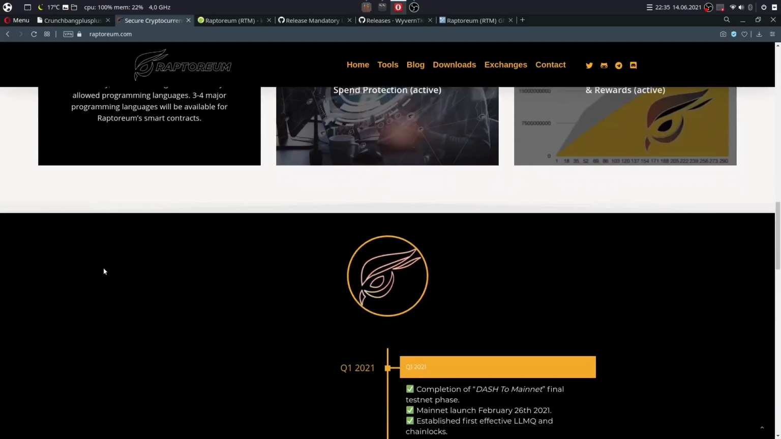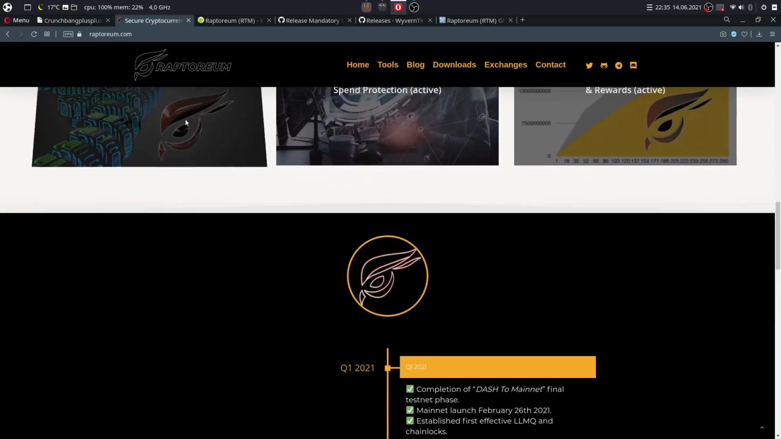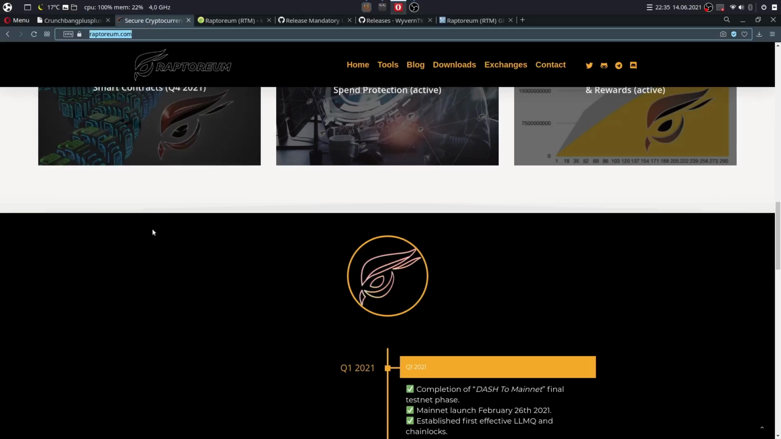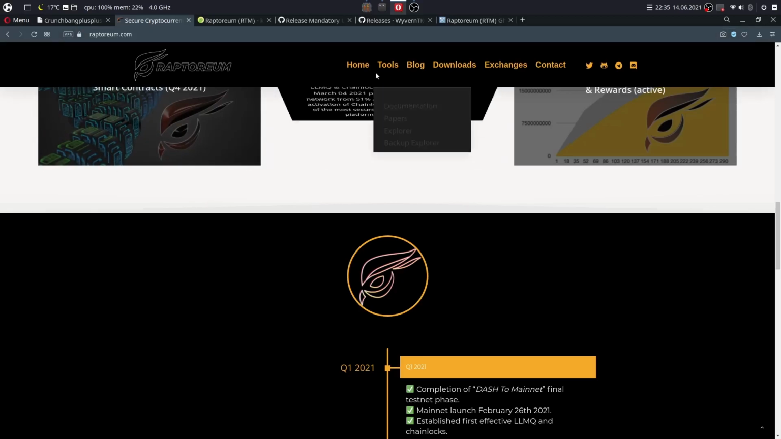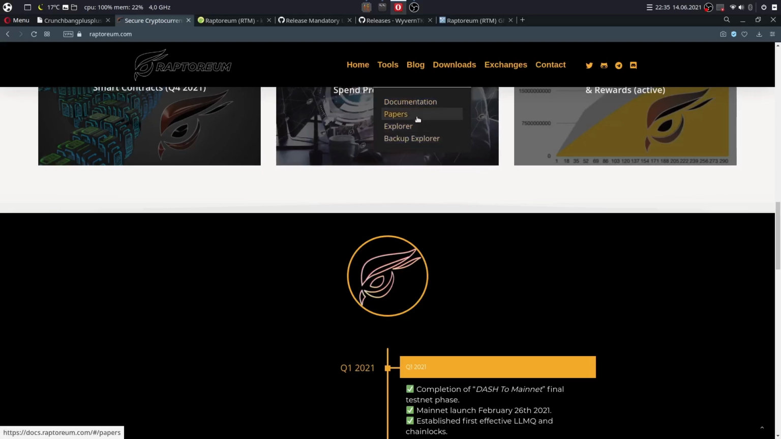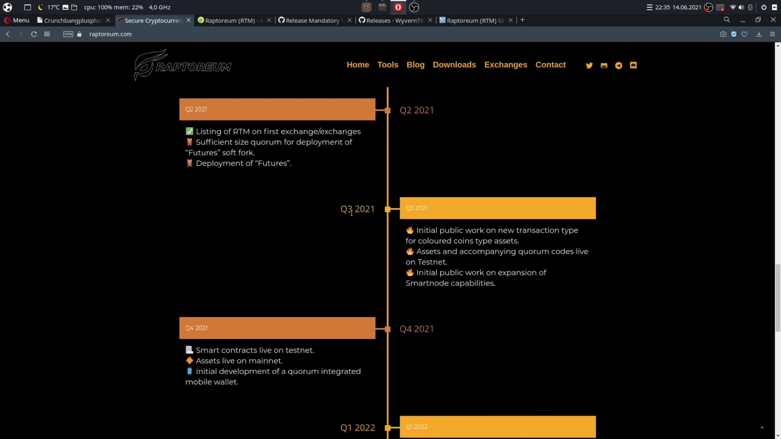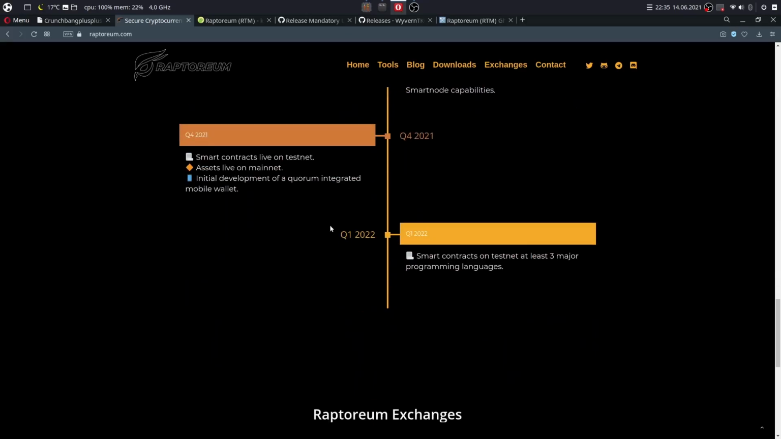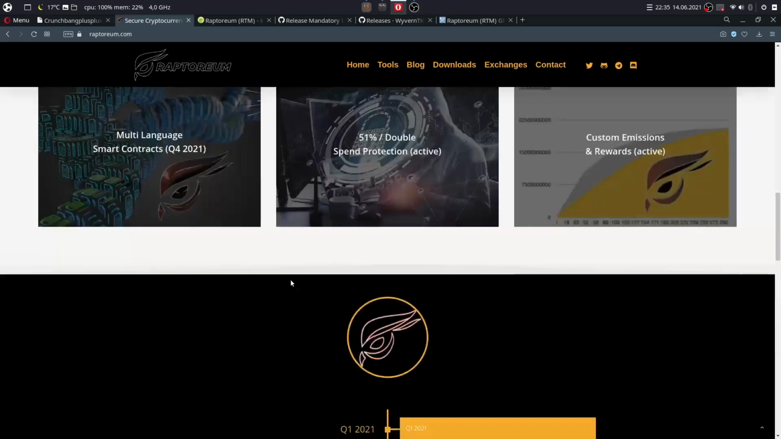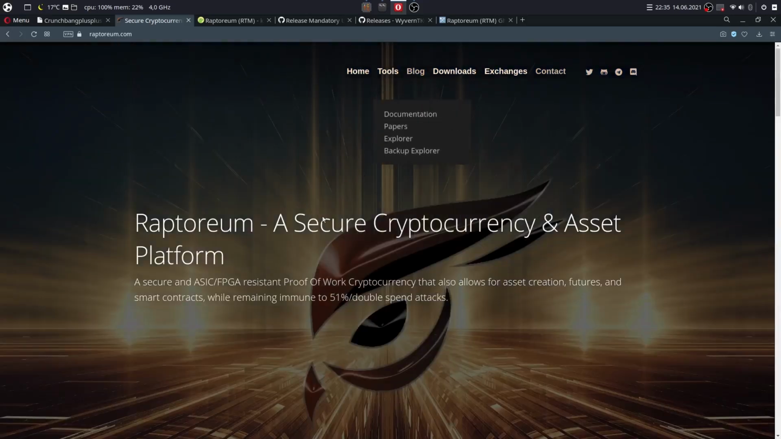I recommend you to visit their official website, raptoreum.com, and read into documentation, papers and so on. Also, you can see a roadmap with plans for the future of Raptoreum. Okay, let's see how to start mining.